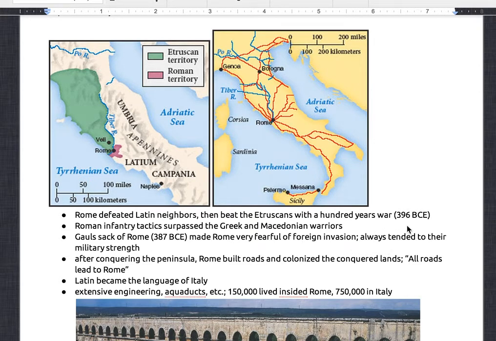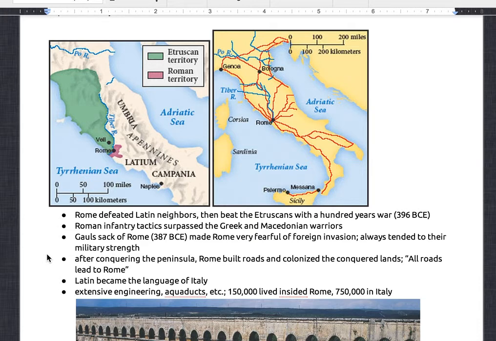And in the 4th century BCE and 3rd century BCE, the Roman infantry, historians believe, were superior to the Greek and Macedonian warriors. Now that's saying something, because we know that the Macedonian warriors in the 3rd century BCE are the ones who become Alexander's army that conquers all the territory through Asia Minor, Central Asia, all the way to India. So that's quite a statement to say that the Roman infantry was superior to Macedonian infantry, perhaps.